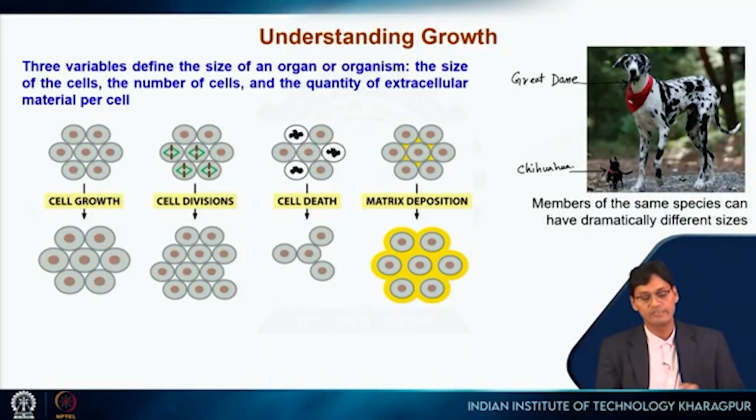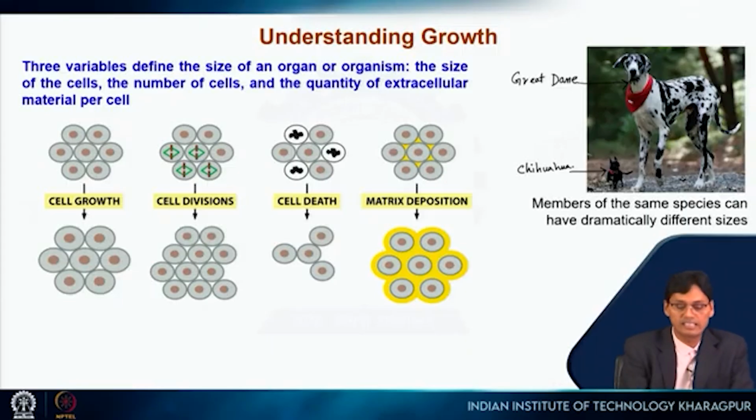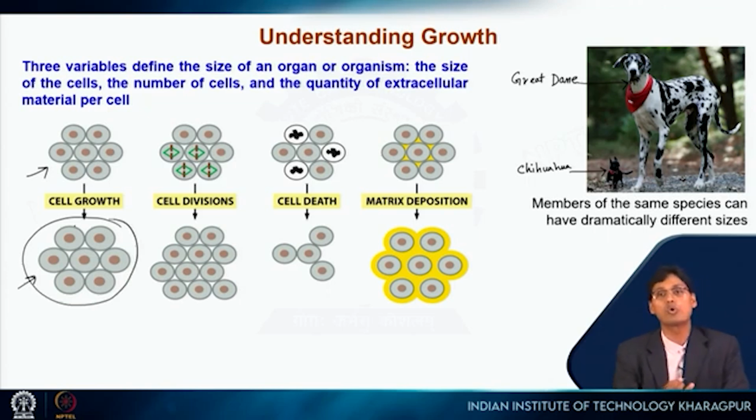Now, here, if you see, there are multiple variables that define the size of an organ or organism. The size of cells, that is one, whether cells are small or bigger, and the number of cells, and the quantity of extracellular material per cell. So as you can see, here and here, the number of cells is the same, but somehow if cells grow in size, then the overall volume is increasing here. So this is also kind of cell growth.